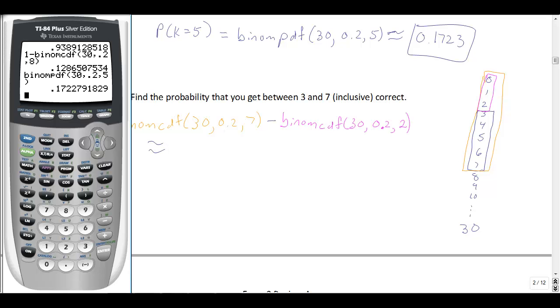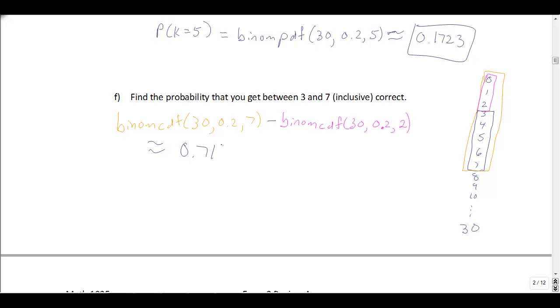So I run those here. Let's go to second distribution. Whoops, I wanted the binom CDF. Binom CDF, 30 trials, probability of success is 0.2, up to 7, minus another binom CDF, 30 trials, probability of success 0.2. This time we're going up to 2. And it spits out 0.7166.